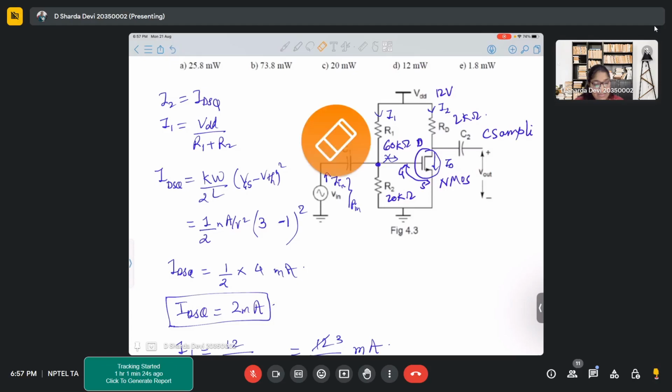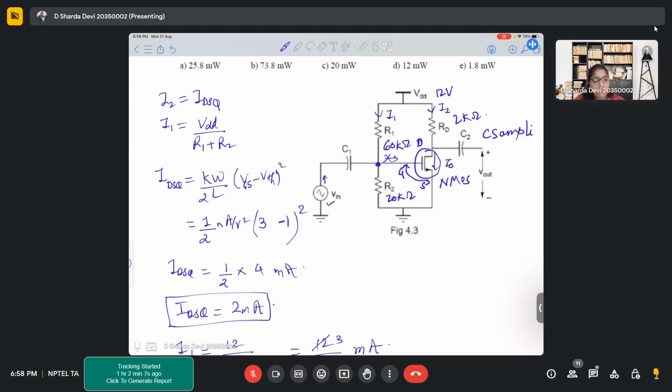Whatever the power drawn from the supply, or your VDD. Question here, ma'am: if we consider this, why are we not considering the power dissipation due to the signal swing, due to the small incremental current passing through the drain to source? That is also drawn from the supply. No, this Vin is different. This is not a part of the supply.